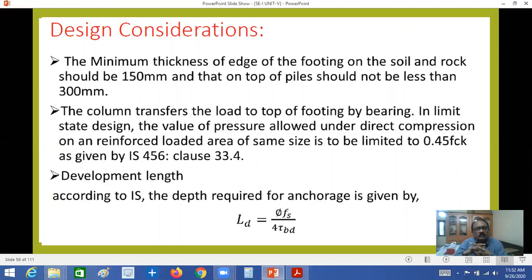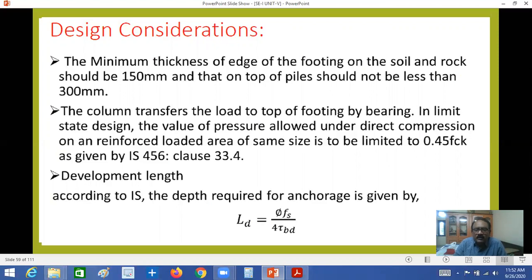Now the column transfers the load from the top to the footing by bearing, and this load is limited to a direct compression given by clause 33.4 of IS 456, that is 0.45 fck.